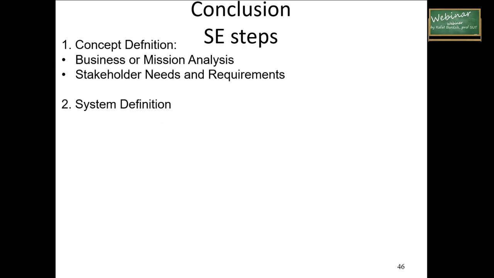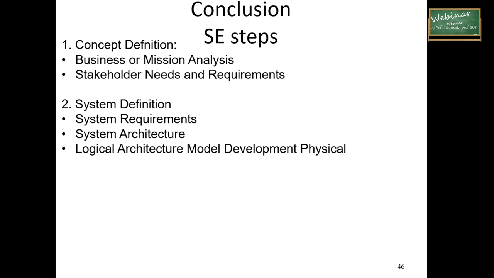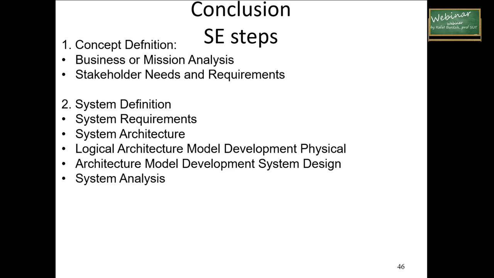The second step is system definition. So you have to start with system requirements and how the system requirements fit with the stakeholder needs. You should set up the system architecture. You should do the logical architecture model development and physical architecture model development, and system design and system analysis. So these are the tasks that should be considered when we are talking about system definition.